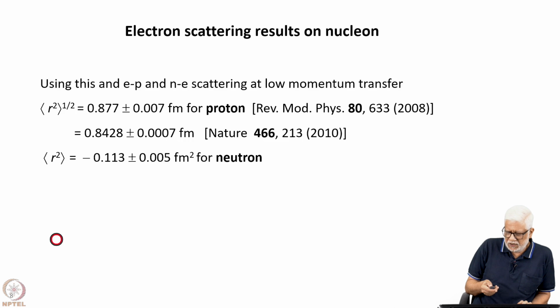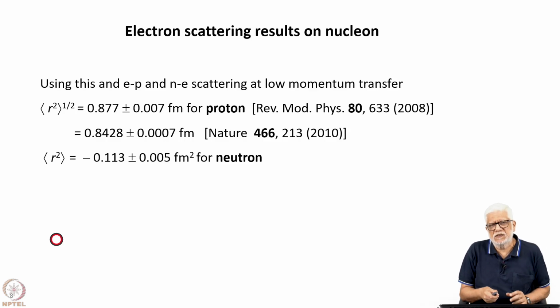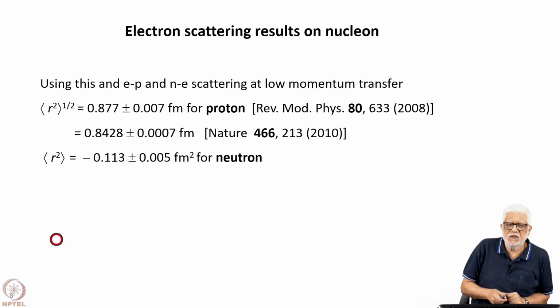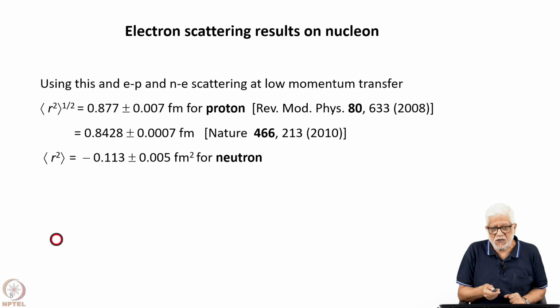This can be understood in a heuristic way if you consider the neutron to be making virtual transitions to a proton plus a pi minus. Then since the pi minus is lighter, it can go out to some distances, and the r squared is of course weighted by larger charge at larger distances, and therefore you can get a negative contribution to this r squared, the charge radius.